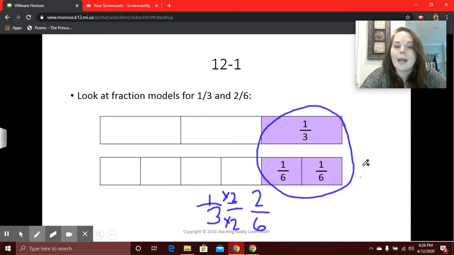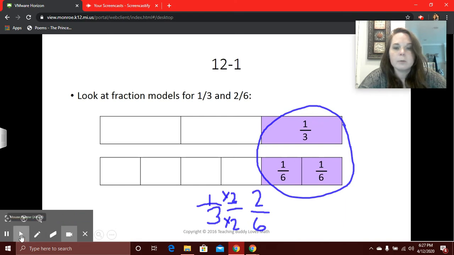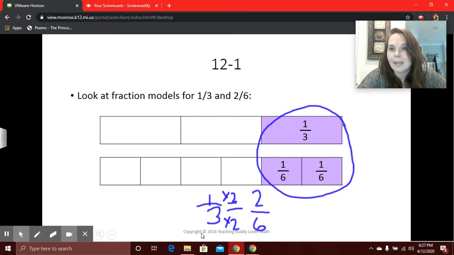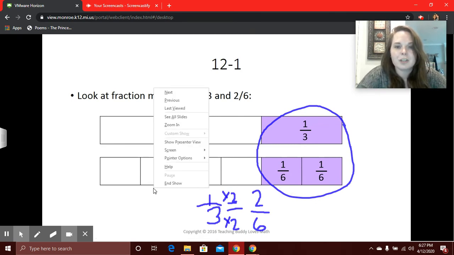So you can draw models like we are today, or you can also multiply them by the same number. Your denominator and your numerator, you can multiply those by the same number and it will get you an equivalent fraction.